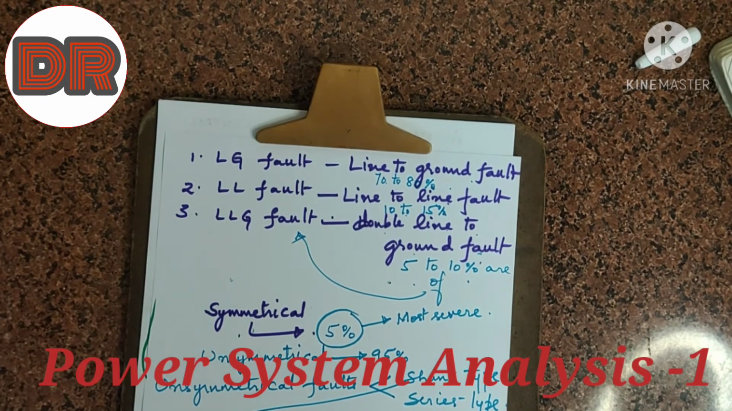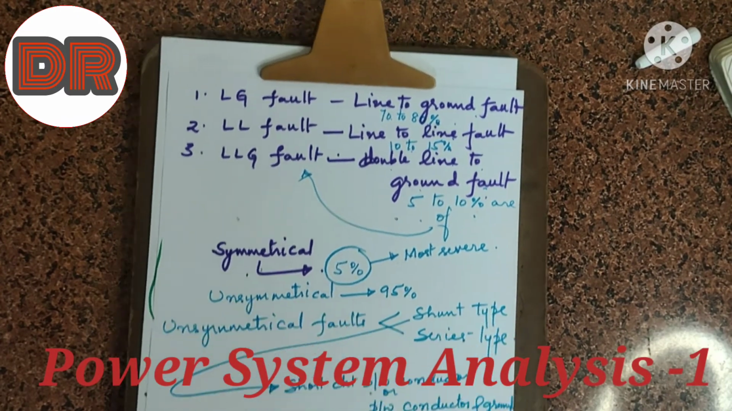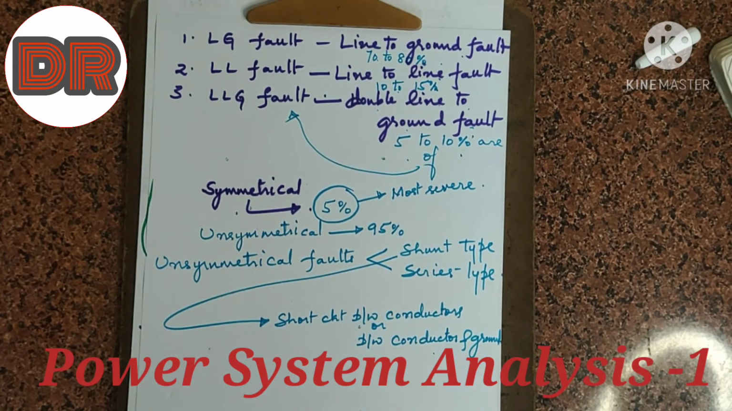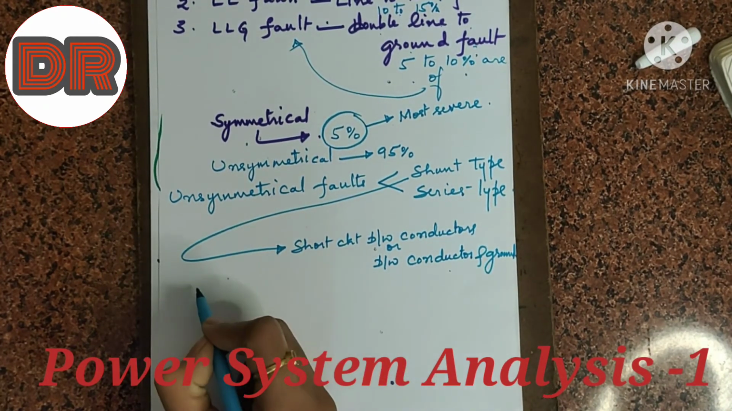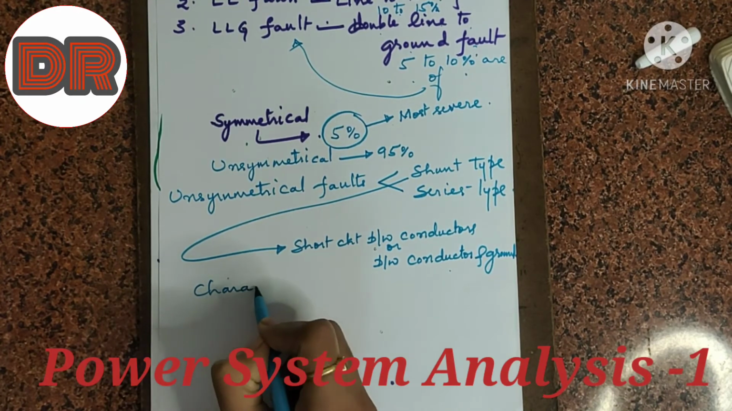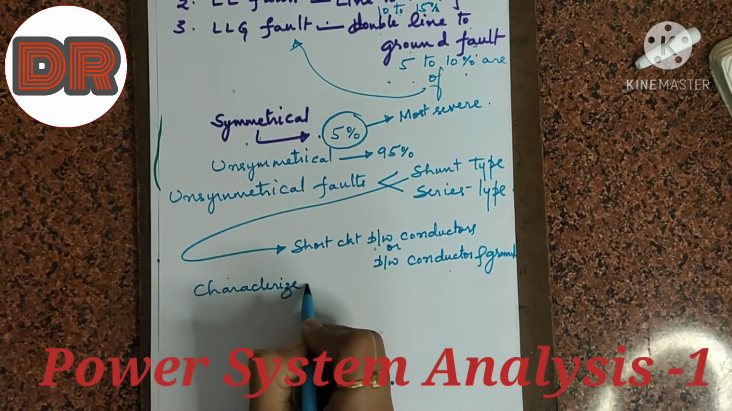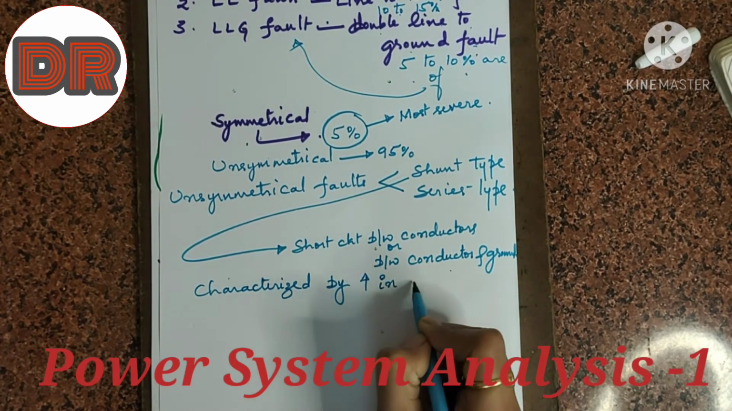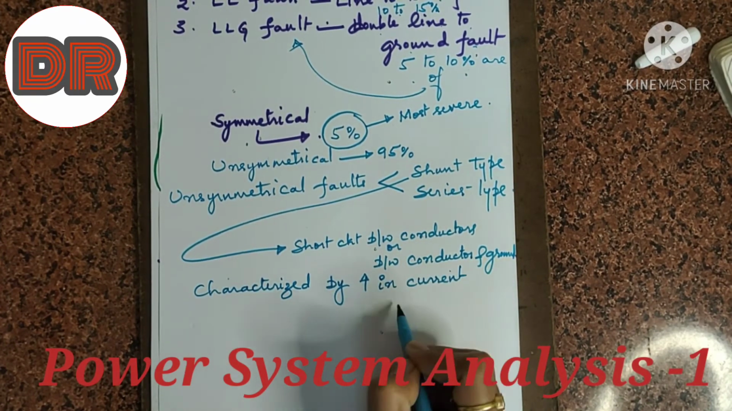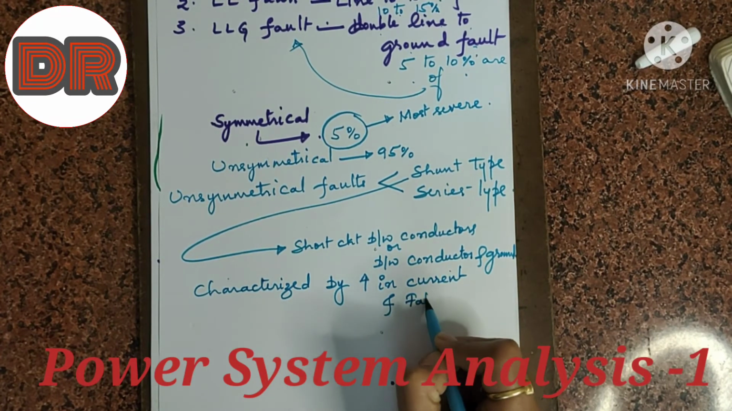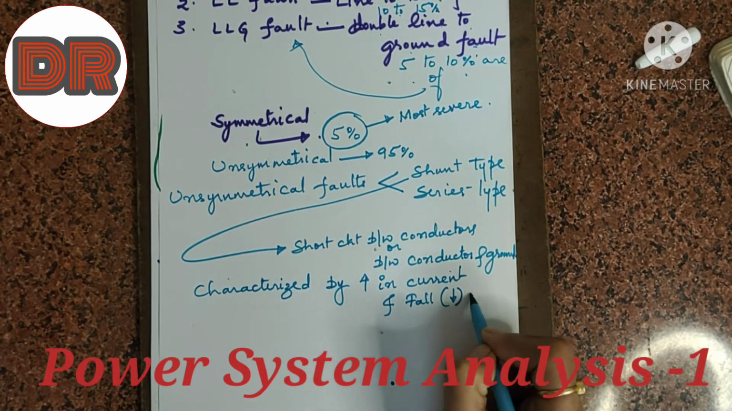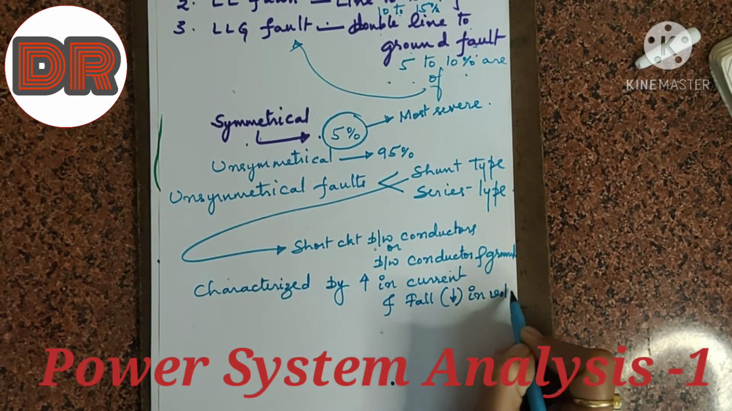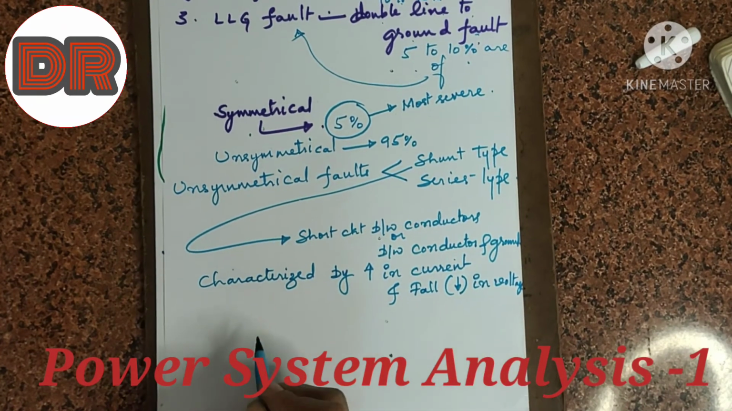Okay. So when there is a shunt type of fault, these types of faults can be characterized by an increase in current and fall in voltage. So how can these be characterized? Shunt type of faults can be characterized by increase in current and decrease in voltage. Okay, so this is the characteristic of shunt type of fault.